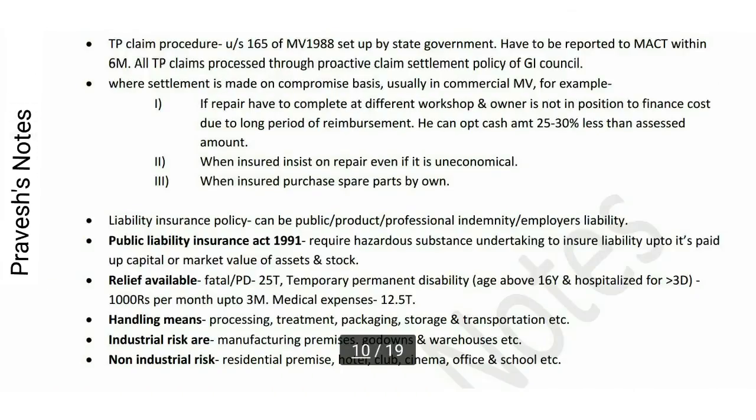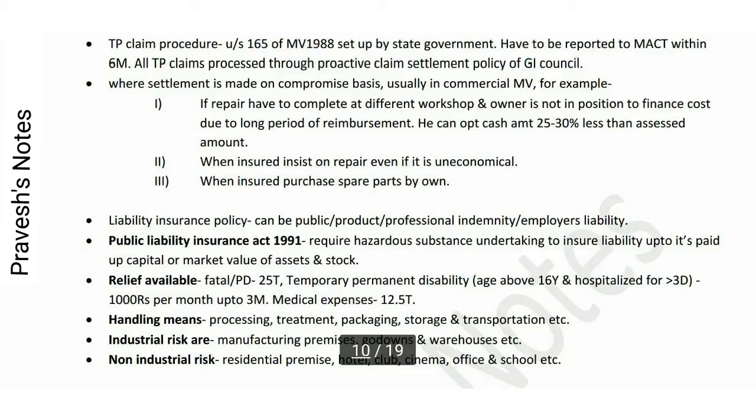Third-party claim procedure as per Section 165 of Motor Vehicle Act 1988 set up by state government. Case has to be reported to MACT within 6 months. All TP claims processed through proactive claim settlement policy of General Insurance Council. Sometimes settlement is made on compromise basis, usually in case of commercial motor vehicle, for example.